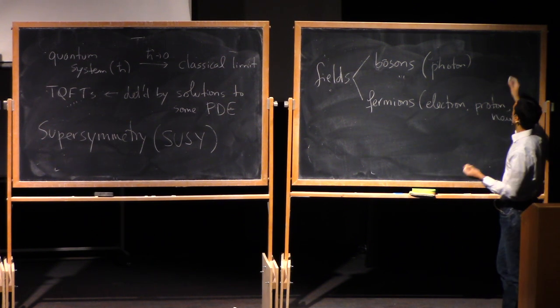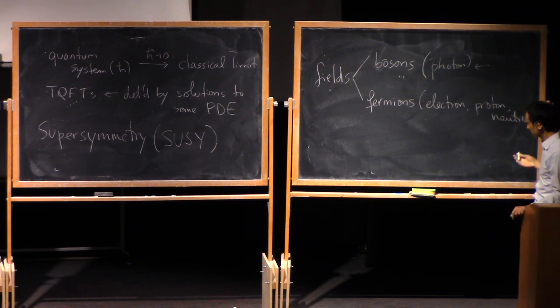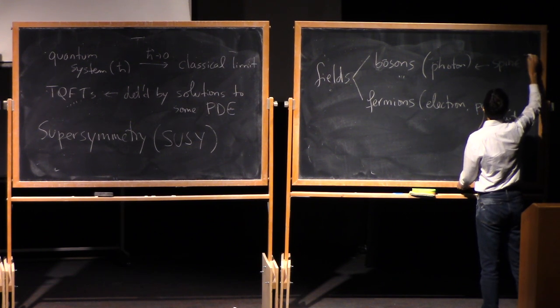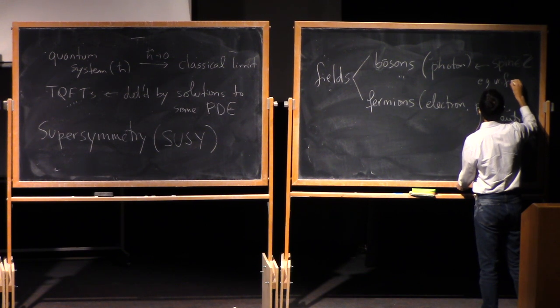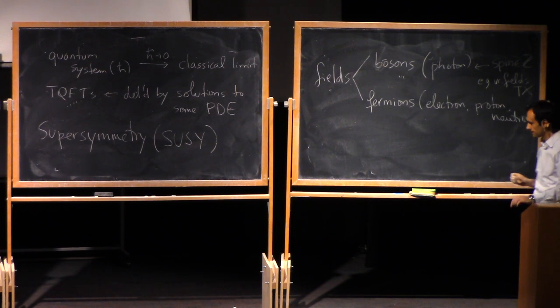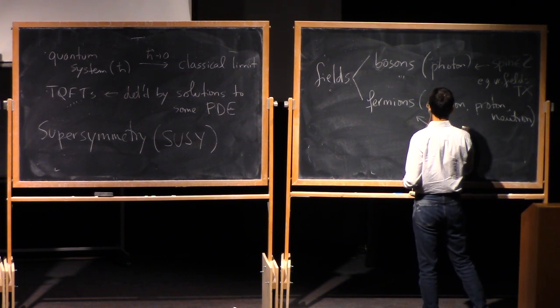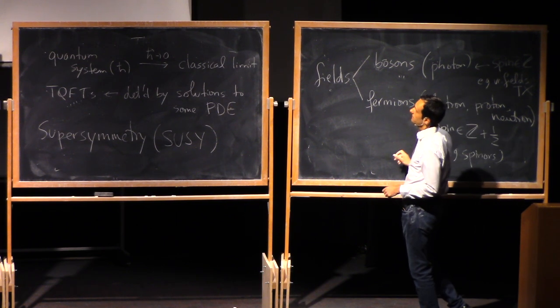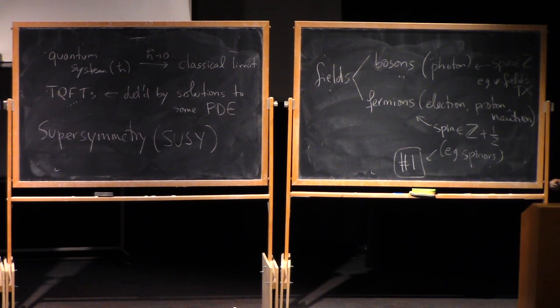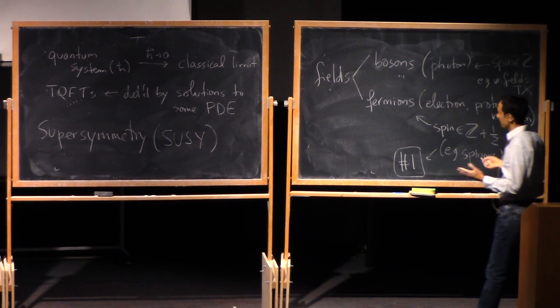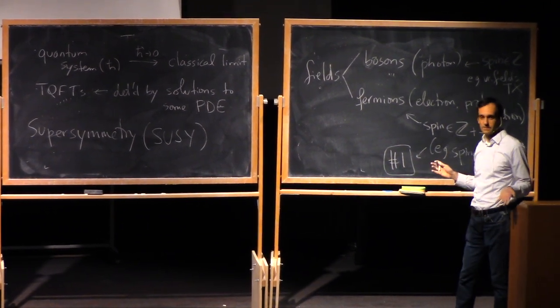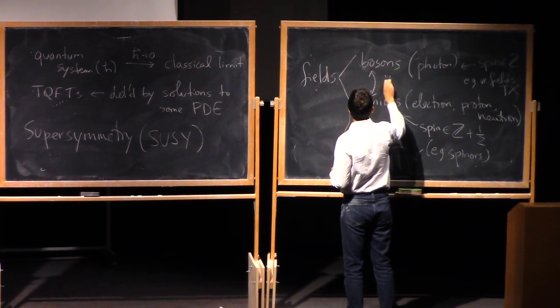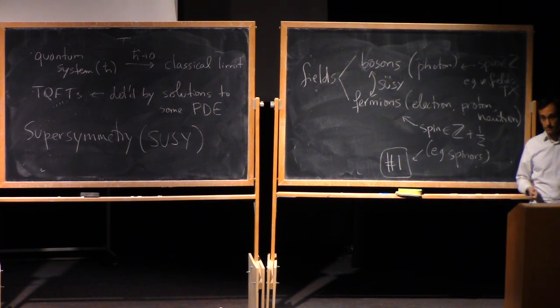But mathematically, let me just say it like this. They're all fields, they're sections of some bundle. Bosons have integer spin, so you should think of them, for example, as vector fields, sections of TX, or scalar fields, that's another example. And fermions have half integer spin. The typical examples are spinors, and I think you've seen spinors in Haydys's lectures. There are many theories of this type. The point is, fields come into two categories, and some theories involve both. And then there is a symmetry between the fields that exchanges the two, and that's called supersymmetry.